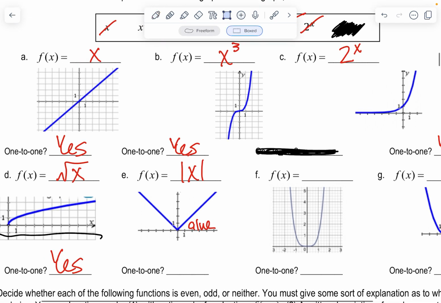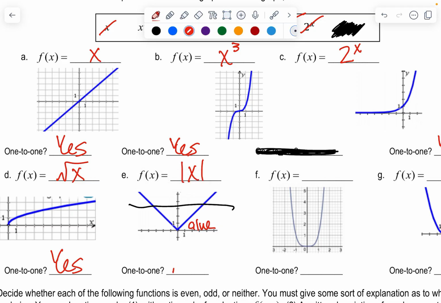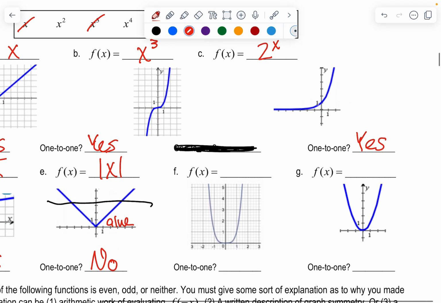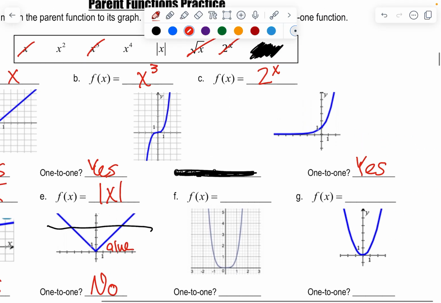Now this time when I run my horizontal line test, let's pick this up, bring them over here. There we go. When I run the horizontal line test, look, it fails. It hits more than once. So since this fails my horizontal line test, this one is a no. Now our last two look pretty similar. So if I cross off absolute value of x, I'm left with x squared and x to the fourth.